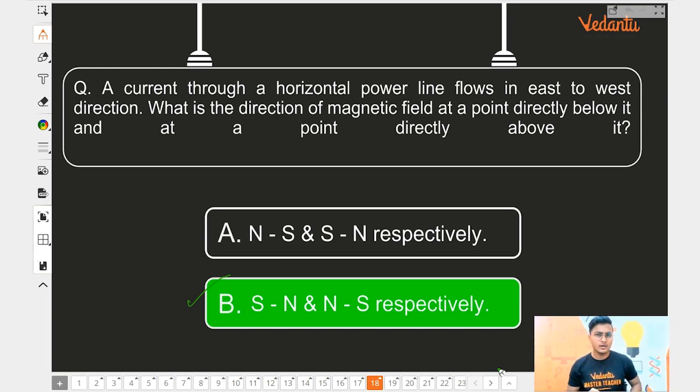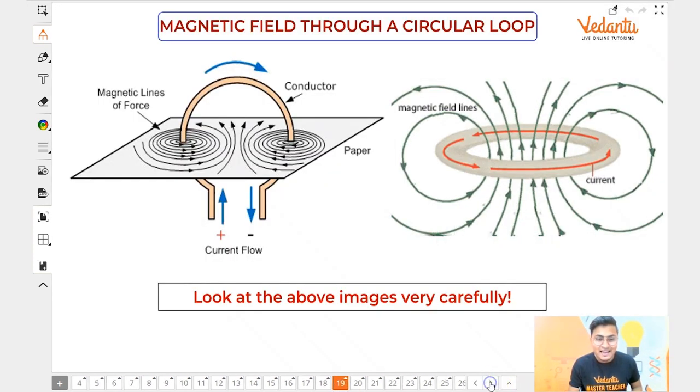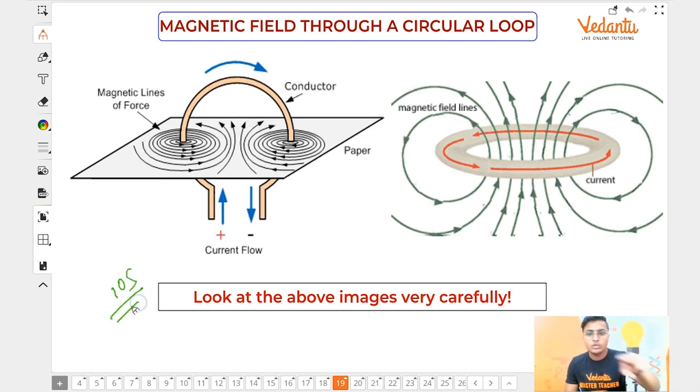Let's check that out. Does it also become a triangle? Does it become a square shape? Does it become some random shape? Let's look into it. Right now, guys, we are moving forward to understand the magnetic field through a circular coil, a circular loop. As I said, a straight wire is now bent into a circular coil. That's what we're learning.